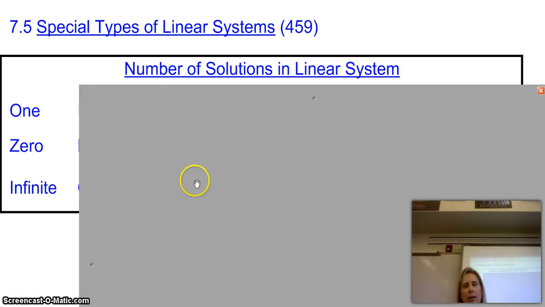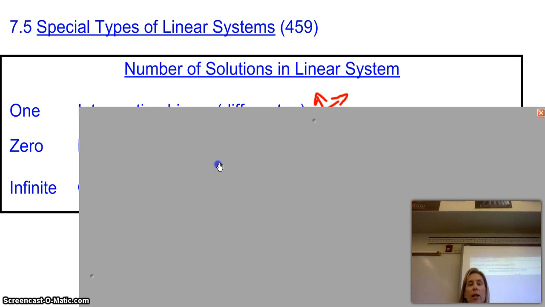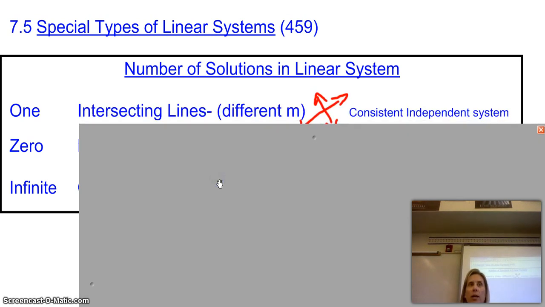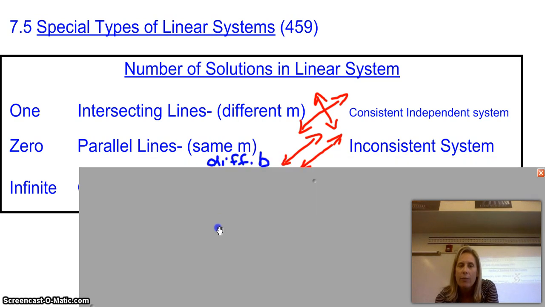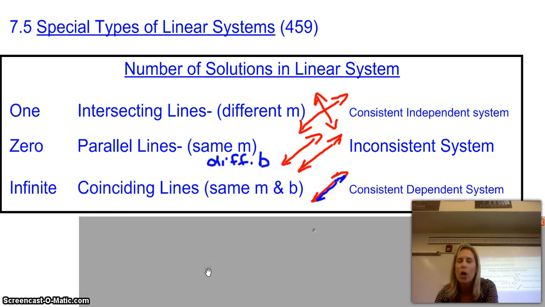Okay? So here are what we just stated. One solution is found in intersecting lines. Those are lines which have different slopes. Somewhere they're going to intersect. That is known as a consistent, independent system. We just said zero solutions are parallel lines. We know that they have the same slope. That is known as an inconsistent system. And finally, infinite solutions are coinciding lines. They have the same slope and the same y-intercept. It's called a consistent dependent system.